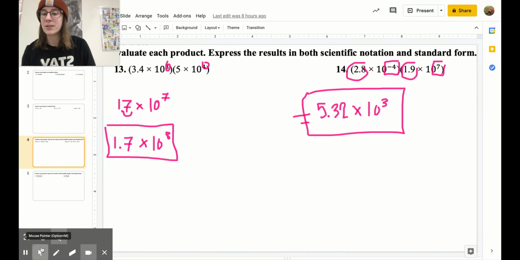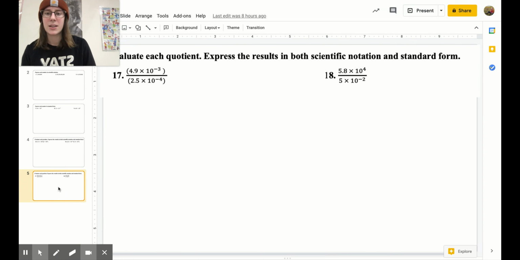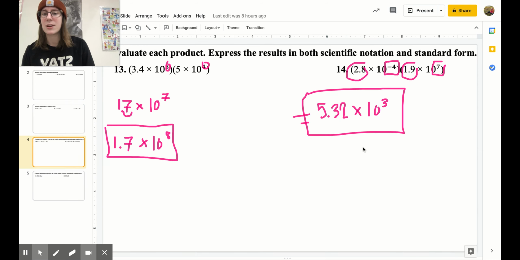Pause me if there's more problems like this. Yep, pause me and try the others. If you need to copy this down, pause it here. I'm going to keep moving forward.